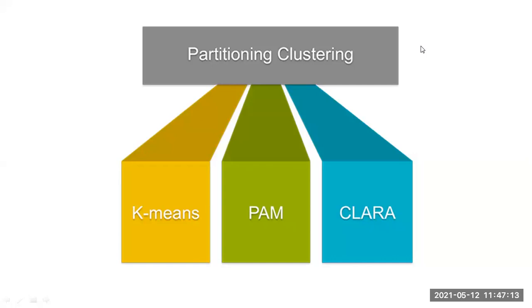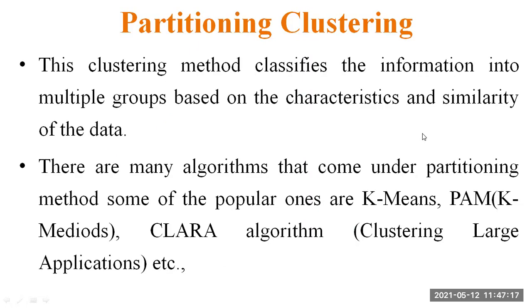So we'll take a small data set and try to understand how to compute the k-means algorithm and how to form clusters. Moving ahead, partition clustering, as we have discussed, has three types of partitioning algorithms: k-means, PAM, partition around medoids, which is also called k-medoids, and the next one, CLARA, which is an abbreviation for clustering large applications. This clustering method classifies the information into multiple groups based on the characteristics and similarity of the data.